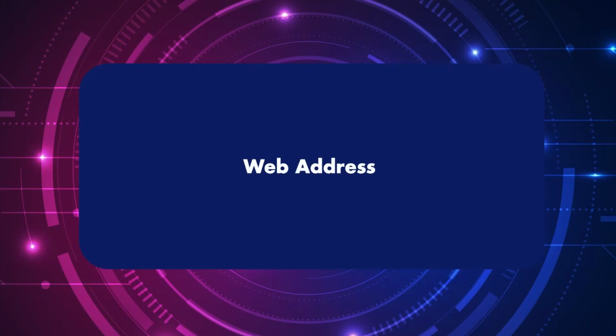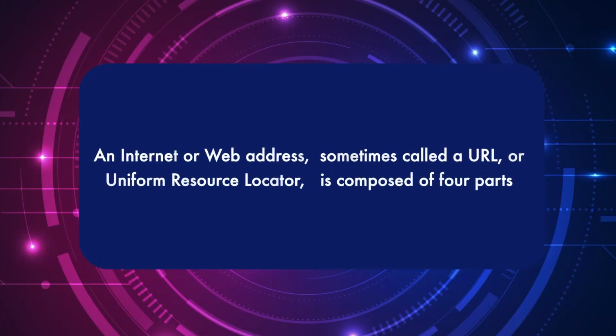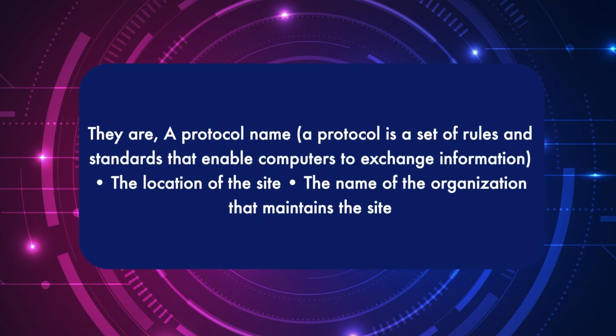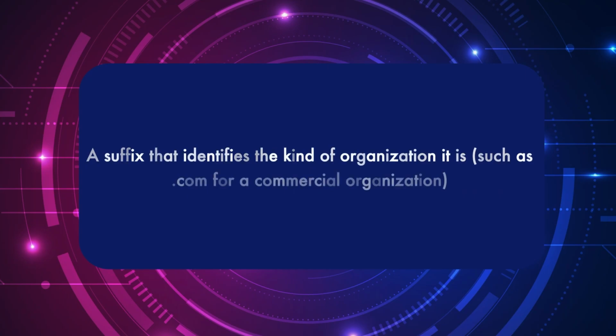Let us see what a web address is. An internet or web address, sometimes we also call it a URL. URL stands for Uniform Resource Locator, and it is composed of 4 parts. They are a protocol name, and as I already told you in earlier presentations, a protocol is nothing but a set of rules and standards that enable computers to exchange information. Then the location of the site, then the name of the organization that maintains the site. A suffix that identifies the kind of organization it is, such as .com for a commercial organization.